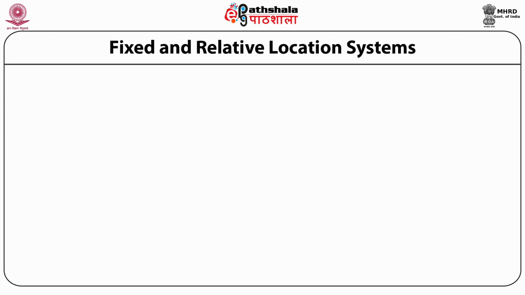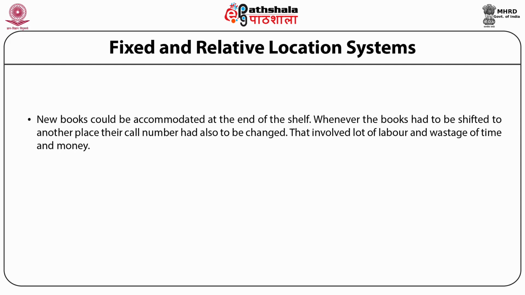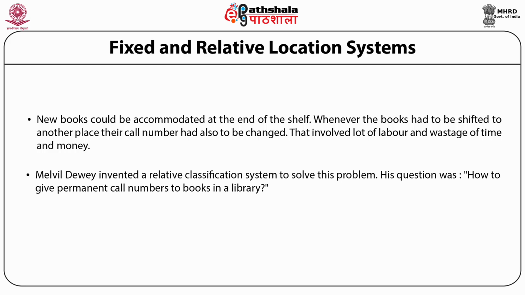In fixed and relative location systems, new books could be accommodated at the end of the shelf. Otherwise, books had to be shifted to another place, and their call numbers also had to be changed. That involved a lot of labor and a wastage of time and money. Melville Dewey invented a relative classification system to solve this problem. His question was how to give permanent call numbers to books in a library, because he was always against wastage of time and money. He wanted a system in which the number given to a book would remain permanent forever. That led to what is known as the relative classification system, or the modern classification systems.